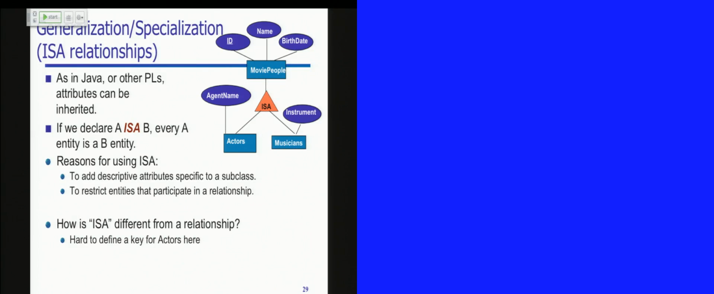Okay, so movie people can be actors or musicians. Can musicians be actors or movie people? That's a great question. So the question is, can you be both at the same time? Can you be an actor and a musician at the same time? I guess so, yeah.